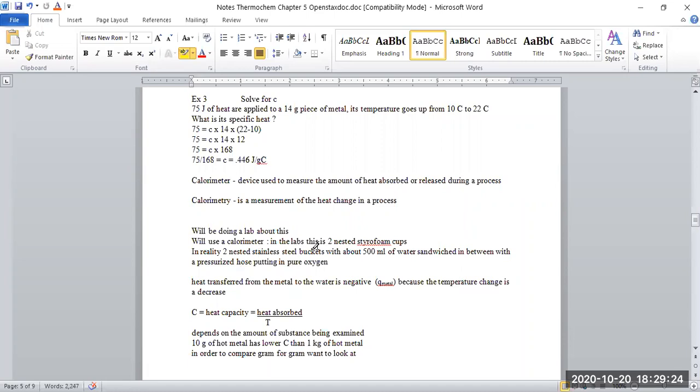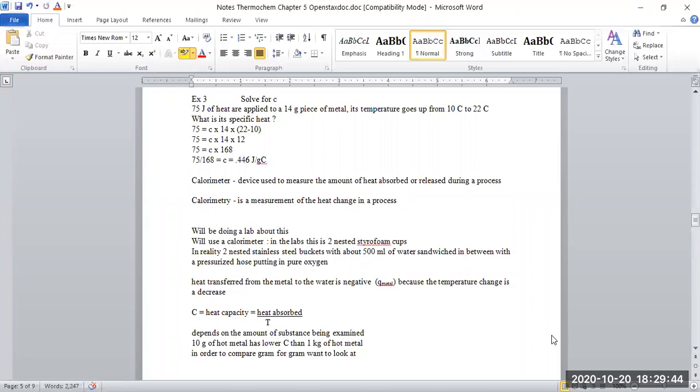So the heat transfer of the metal is negative, therefore the heat transfer of the water is positive, and you get this relatively equal transfer. We can use that to transfer heat, to talk about heat capacity.